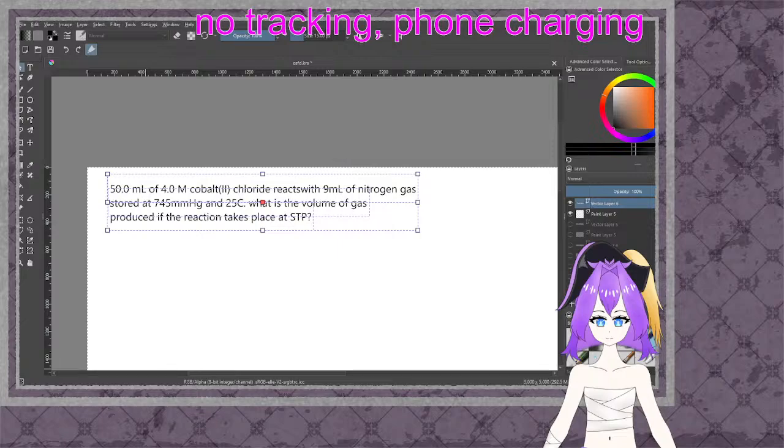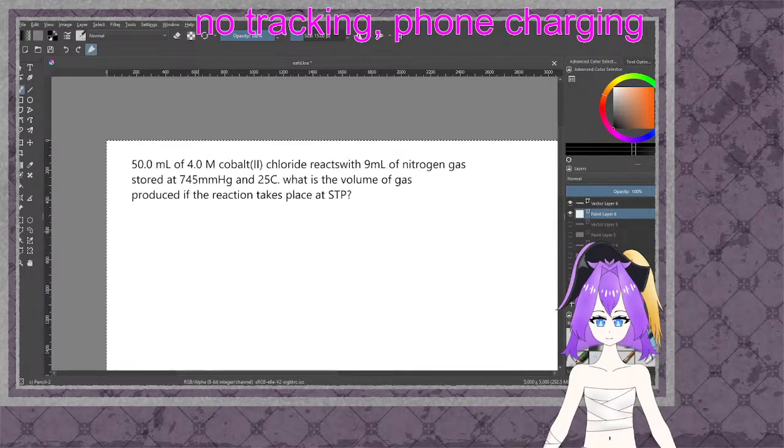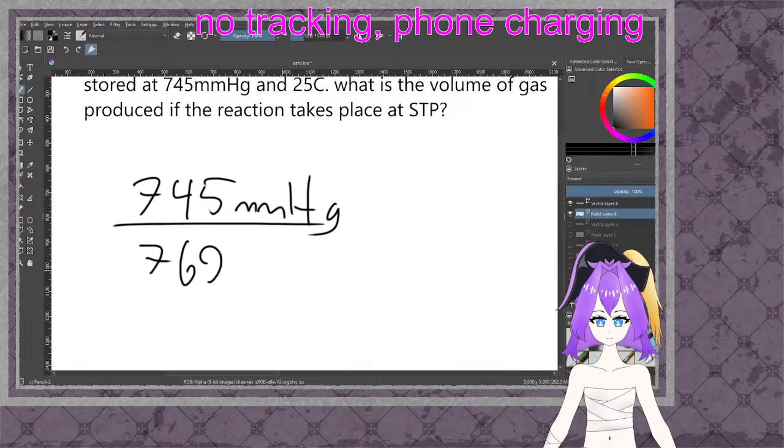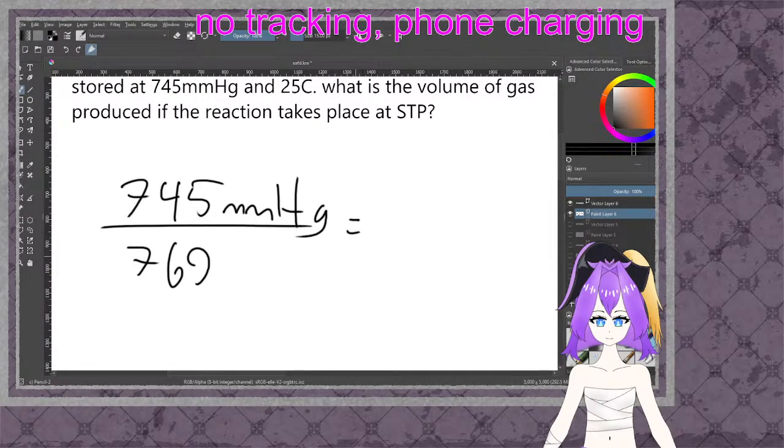Okay, so this is just number 4 with extra steps. So when it comes to millimeters of mercury, this is pressure. Its conversion factor is 1 atmosphere over 760. So 745 divided by 760. We are at 0.98 atmospheres.